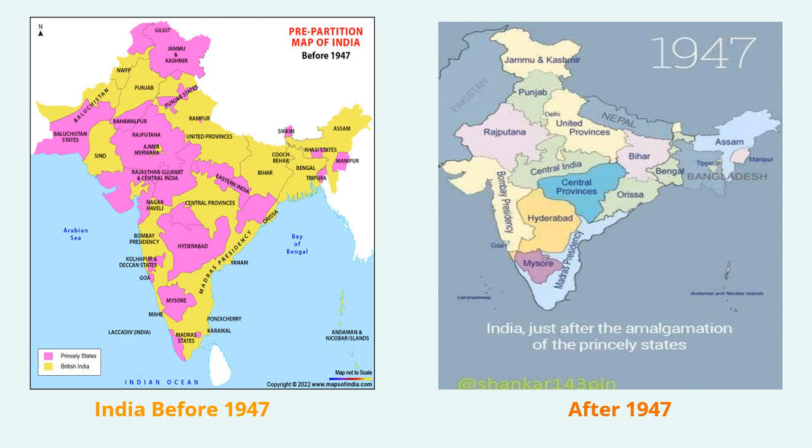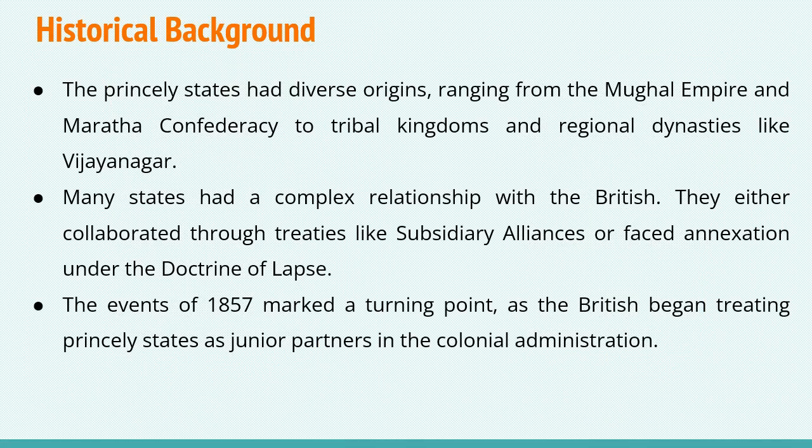So in 1947, after independence, all these states were amalgamated and integrated, and we can see the map on the right side, which is similar to the present Indian map. From the map, from left to right, India took a major transition called integration of states. So this is what we are going to discuss in this lecture. So what is the historical background?